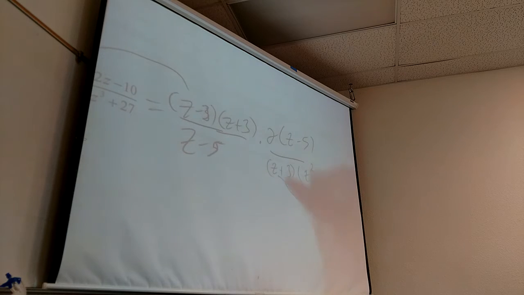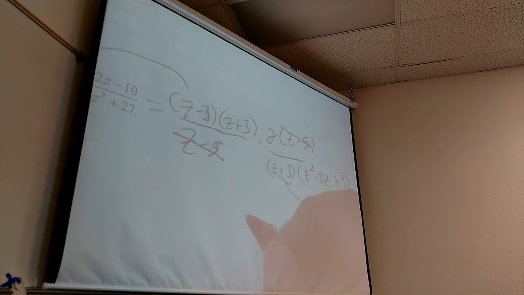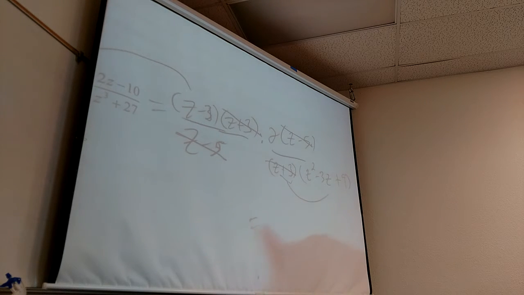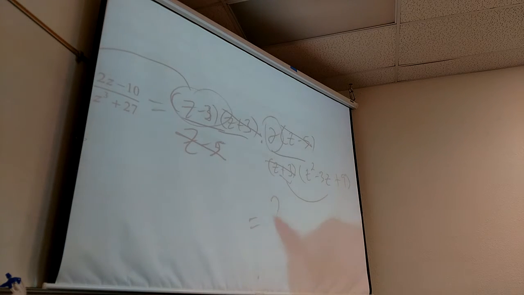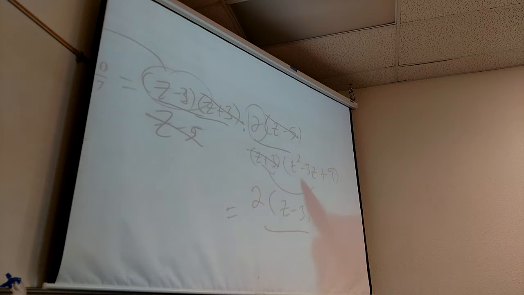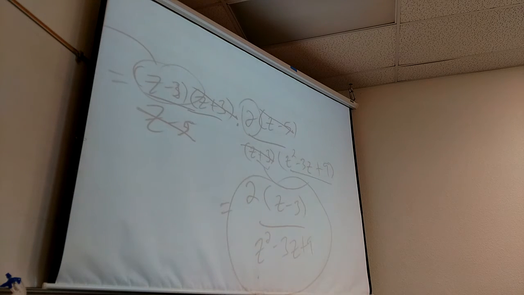So now what cancels? z minus 5 cancels, because it's on top and down below. z plus 3 cancels. And that's it. So what's left alive on the top? 2, z minus 3. What's left alive on the bottom? The big dude. Done.